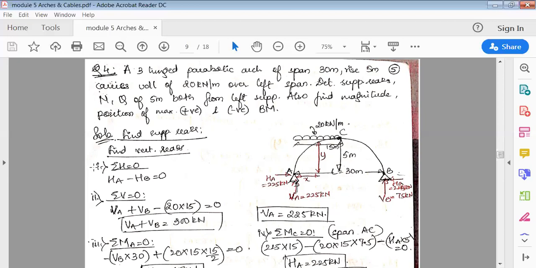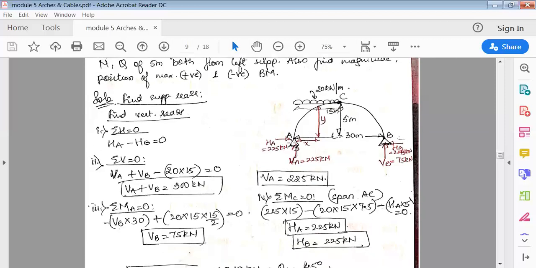Summation H is equal to 0. Summation V is equal to 0. Moment about A is equal to 0. And there are four equations. To solve them, you have to use the fourth equation, that is moment about C is equal to 0.